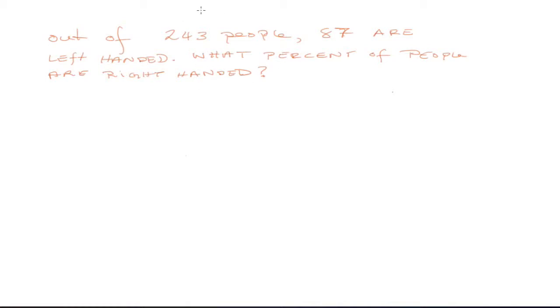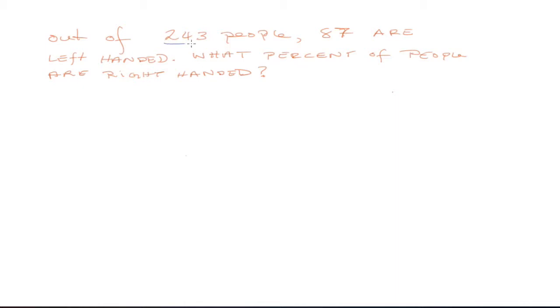Here's a technique for finding out the percent of something. So in this particular question it says, out of 243 people, 87 are left-handed. What percent of people are right-handed?